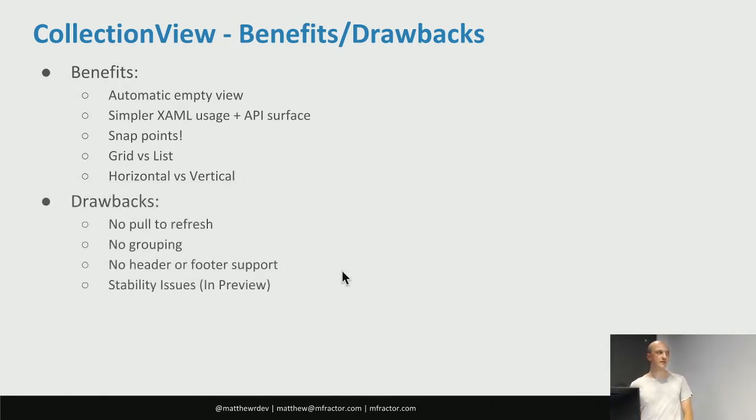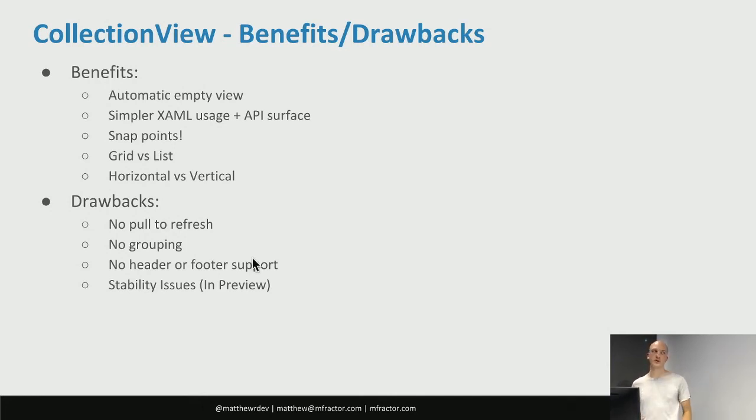Unfortunately, because it's still so early, there's a couple of things that they haven't quite ironed out yet. There's no pull to refresh just yet, so I believe they're probably adding this. There's no grouping support, so you can't do a list of lists and then group them under headings. That's something that I've used a couple of times in a ListView that I would miss.